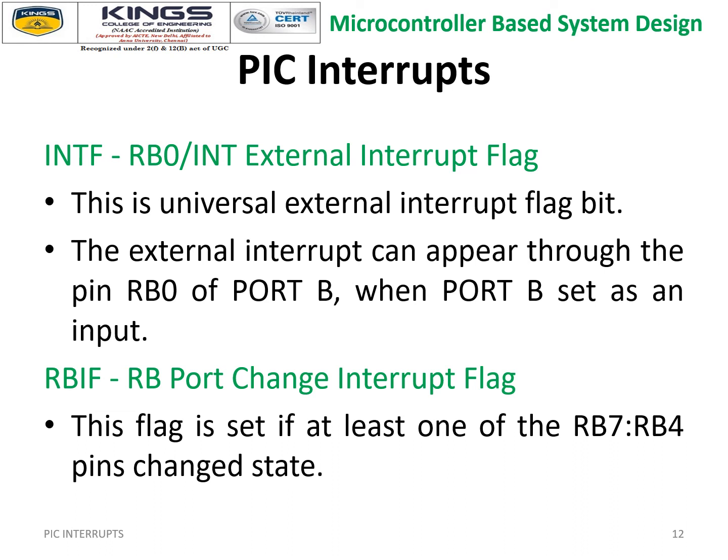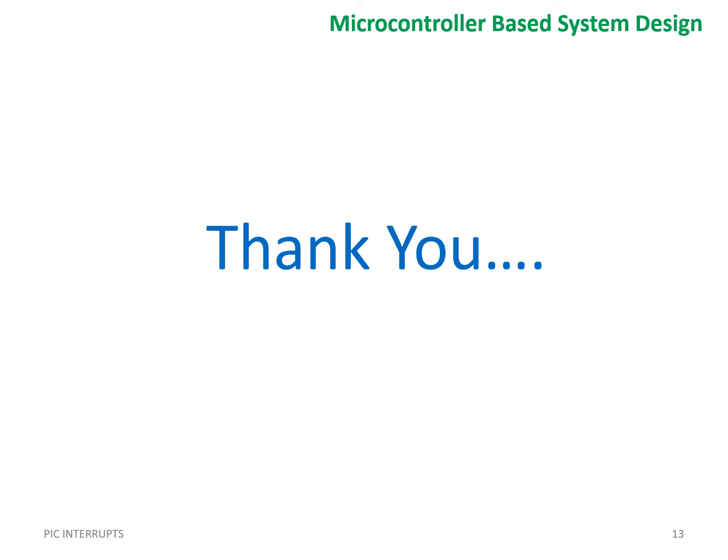Next is RBIF, the RB port change interrupt flag. This flag will be set if any one of the pins RB4 to RB7 changes state. Totally, RB0 to RB7 pins are there; among them, if any of the pins RB4 to RB7 change their state, this flag will be set. That's all about the basic interrupts of the PIC microcontroller.